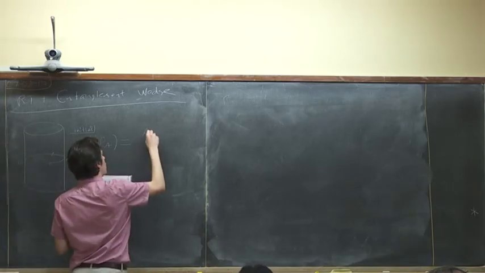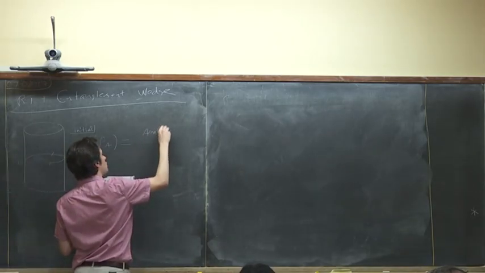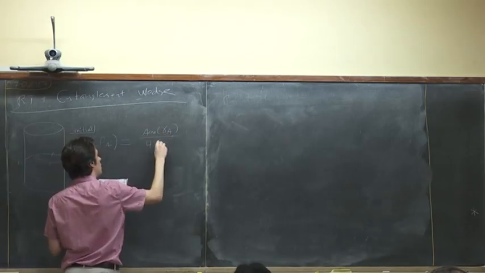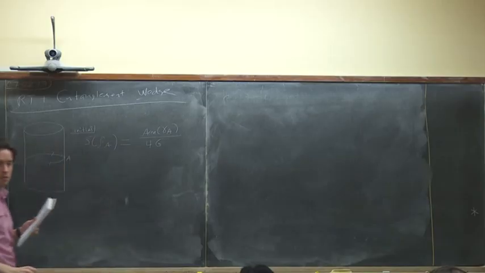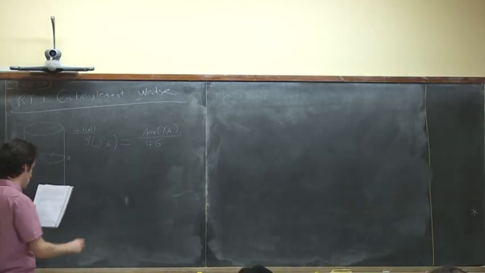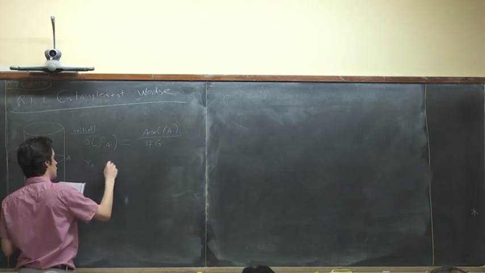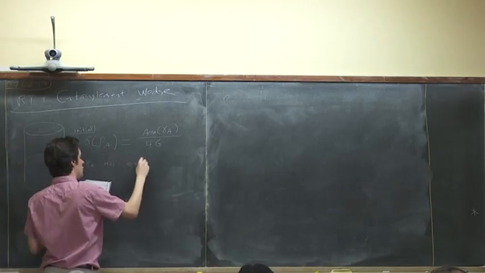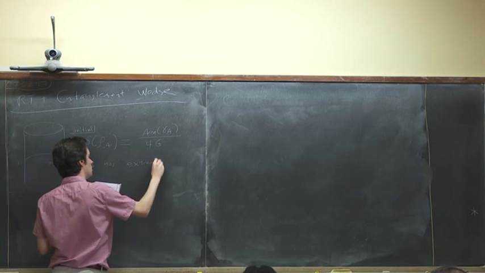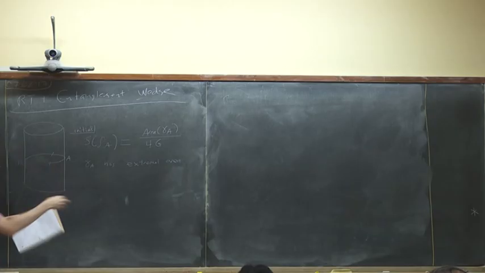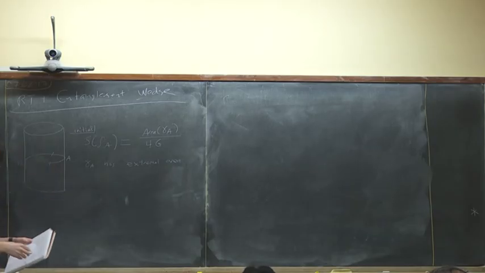It's the area of some surface, gamma A, in the bulk, divided by 4G, where gamma A has extremal area. So the variation of the area under variations of the surface is quadratic.